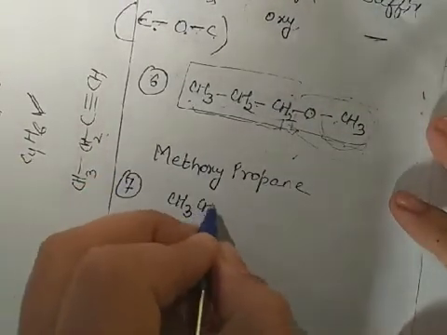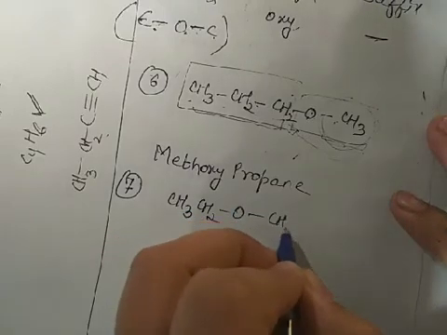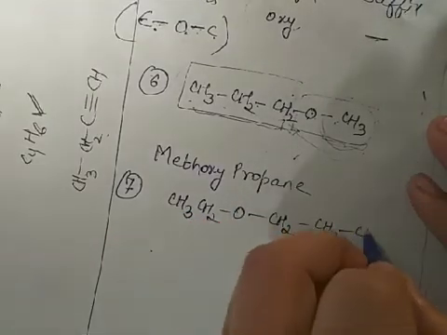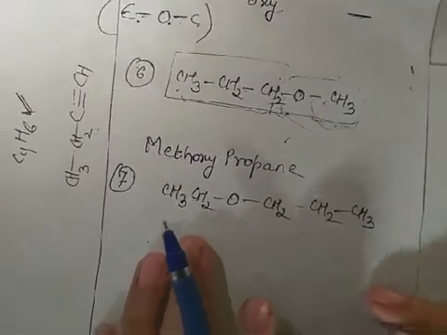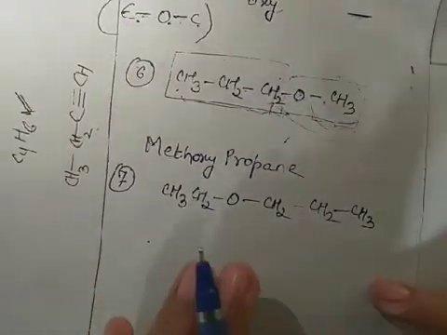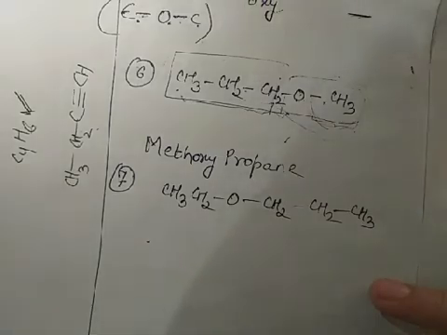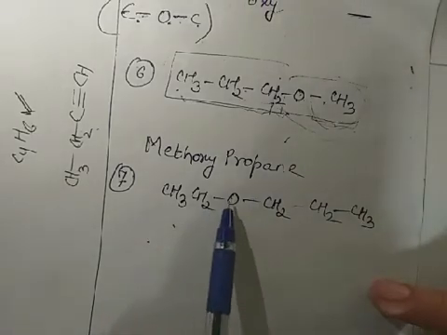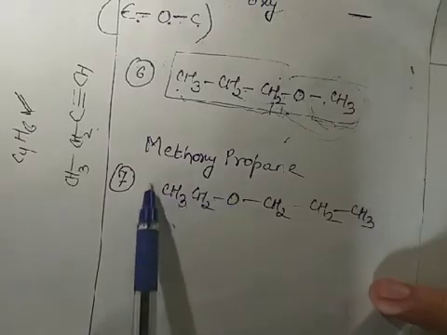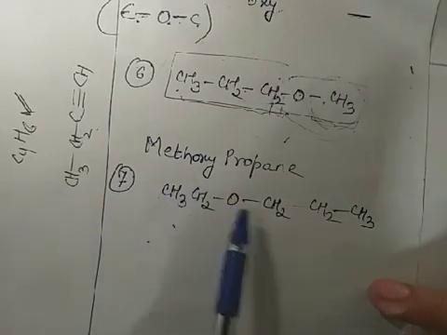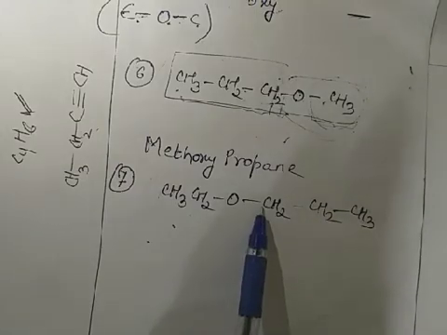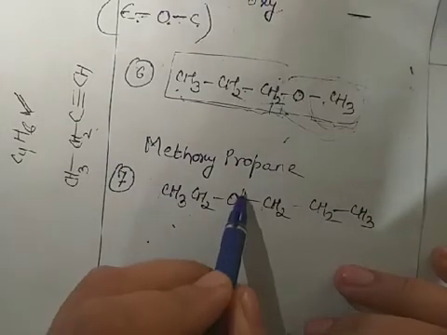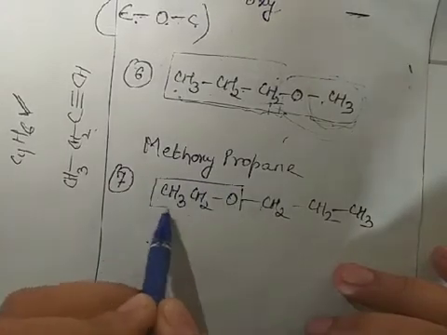One more example I'll give you: CH3, CH2, O, CH2, CH2, CH3. Again we will divide it into two parts in such a way that the lesser one will go with oxygen and the bigger one will go as it is. On the left of oxygen there is a 2 carbon chain, and on the right there is a 3 carbon chain. So oxygen will go with the left one this time.